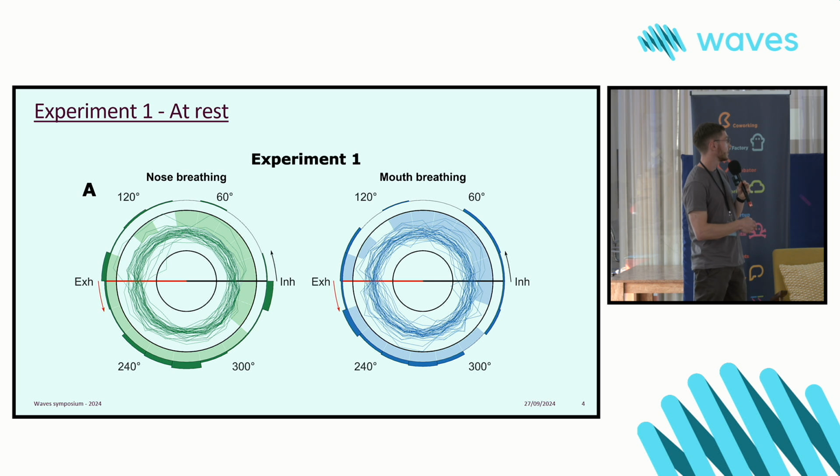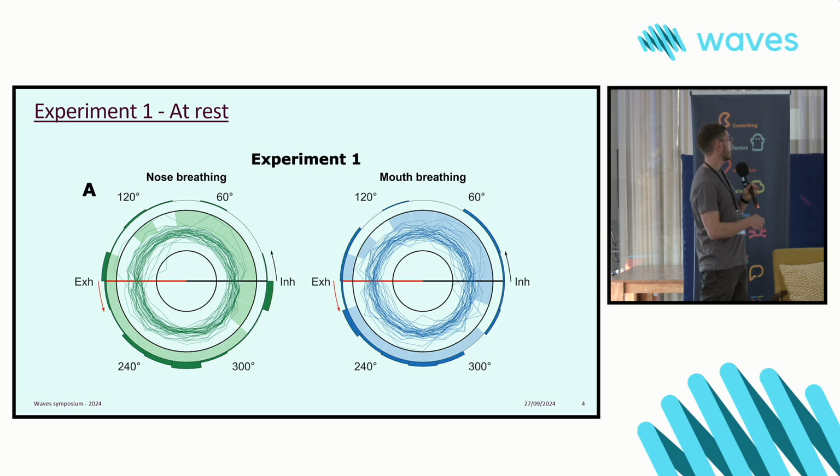What we did is we divided the breathing cycle into 18 evenly spaced bins of 20 degrees each. If the bin is shaded, it means pupil size is statistically different from what would be expected from a random distribution. If the shaded bin is on the inside of the circle, it means pupil size is significantly smaller, and on the outside, it means it's significantly larger. So you can see that for both nose breathing and mouth breathing, for the majority of the participants, pupil size tends to be smaller during inhalation and larger during exhalation.